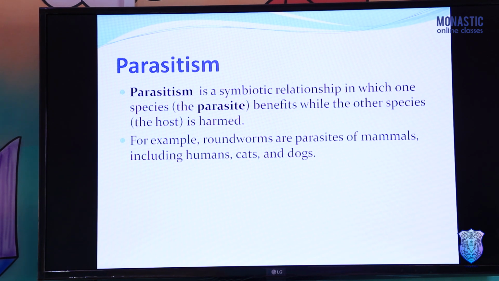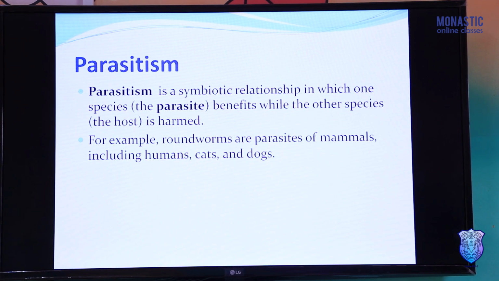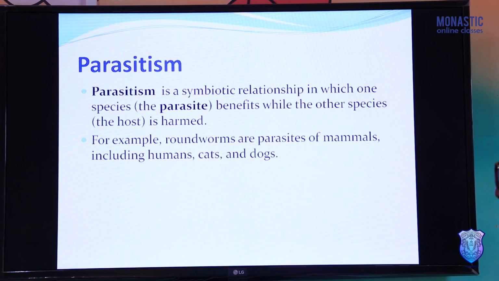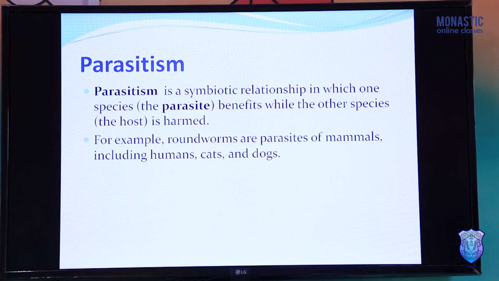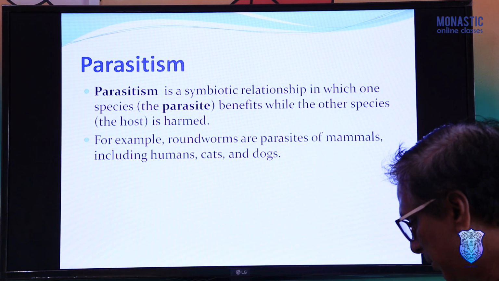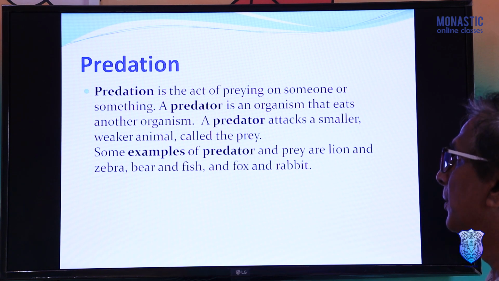Roundworms are found in humans, cats, and dogs. Roundworms are found as parasites in the intestine, which take our ready-made food and also suck blood from our body and may cause several types of diseases also. So these are examples of parasitism. So parasitism means one organism, the parasite, lives on another living body.